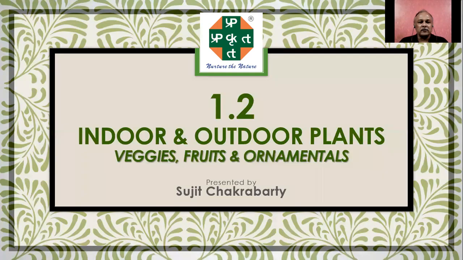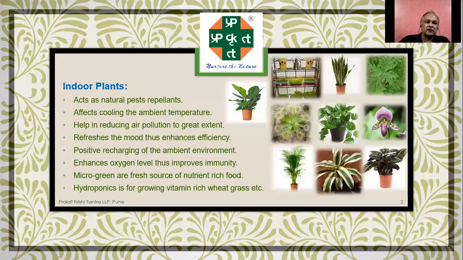this according to three different groups: the veggies, the vegetables, which are grown for our consumption, to be used in the kitchen. Also fruits, which is again for our consumption as food, and ornamentals, which give an aesthetic view, which beautify our home outdoors as well as indoors. So let's start with indoor plants first.